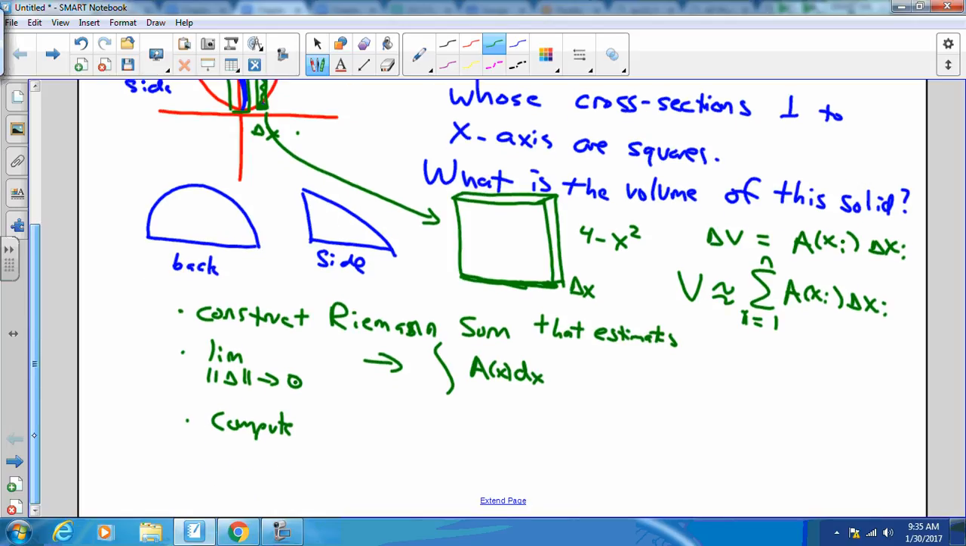And now I take a limit. I let delta x go to 0. And when I do, then what I am doing is squeezing my volume between an upper sum and a lower sum so that the volume must be equal to the integral from the first x to the last x of the area of my cross-section times dx. And we call this the cross-sections formula.